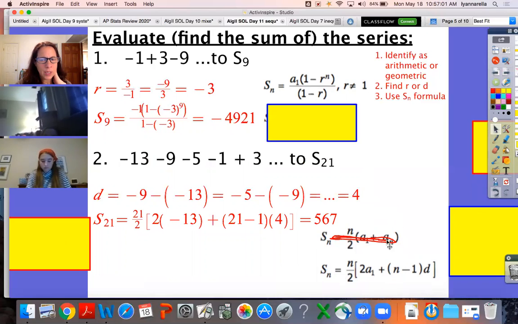no matter if you know the a sub n, the last term, or not. You could always use this one. Everybody goes to this one first because it's shorter, but this one works for everything. You don't even need to know the last term for this one, or if you do know it, it'll still work. So I got 567 for my sum of my 21 terms.